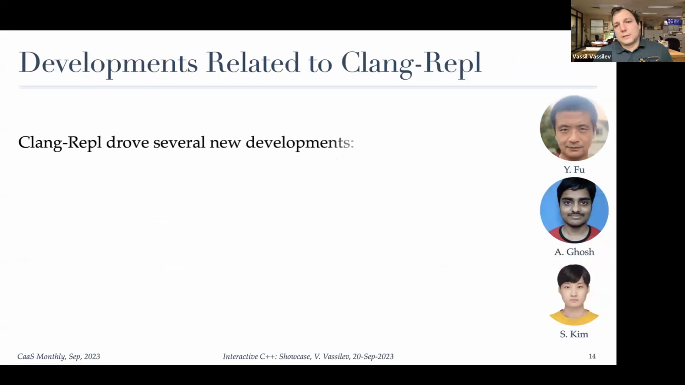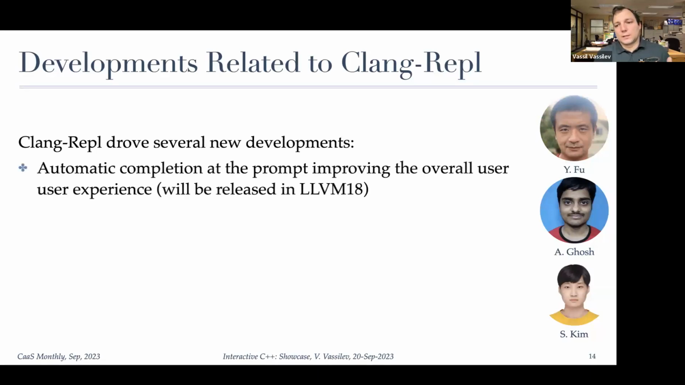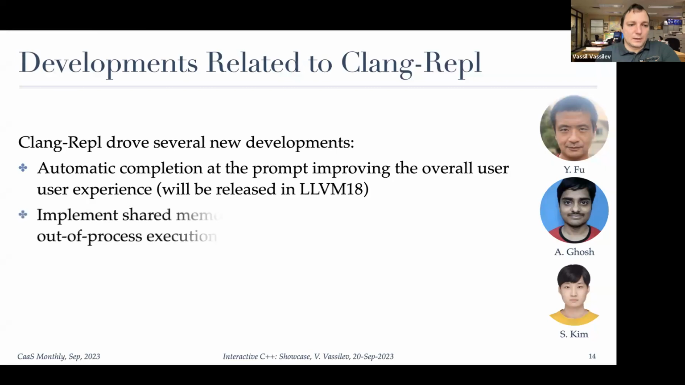The other improvements that were related to clang-repl actually helped drive several developments. For example, we had automatic tab completion, improving the overall user experience. That will be a new development, and it's going to be released in the next LLVM release, LLVM 18, by Yuchan Fu. Here it was very interesting that we managed to piggyback on the rest of the infrastructure, and we are using essentially the same code that Xcode uses for auto completion. So that's pretty exciting.